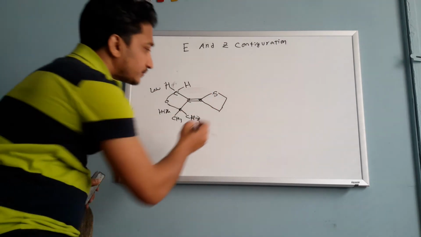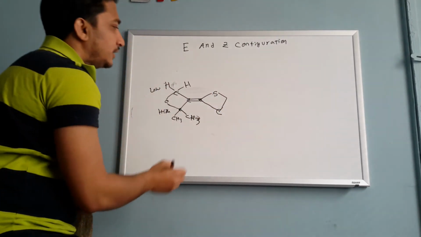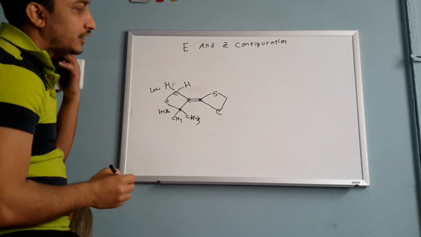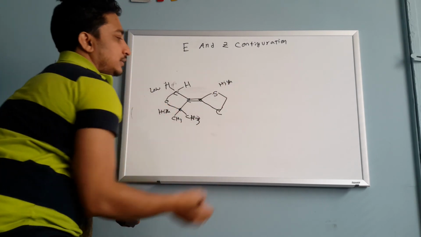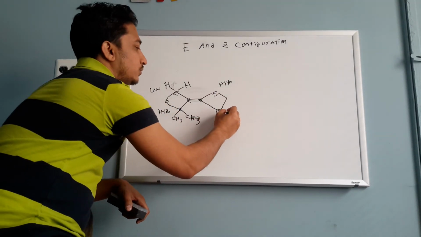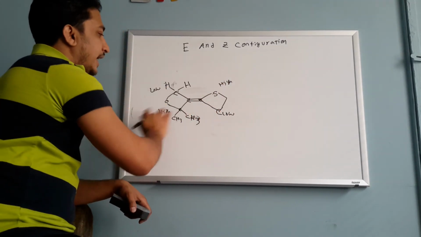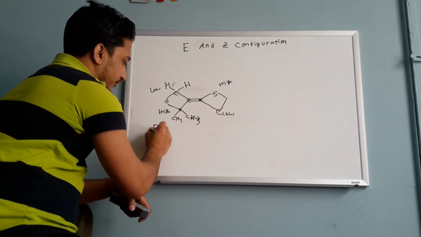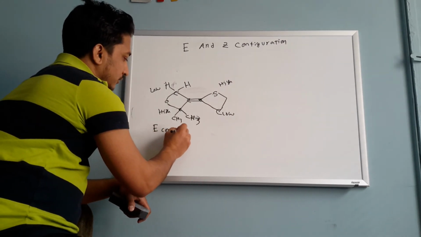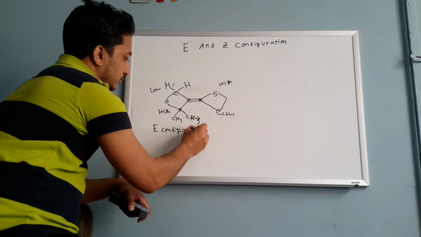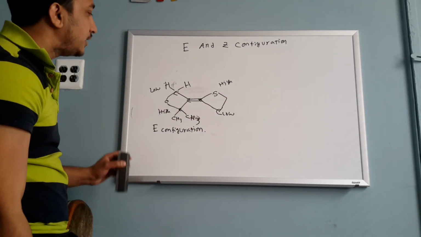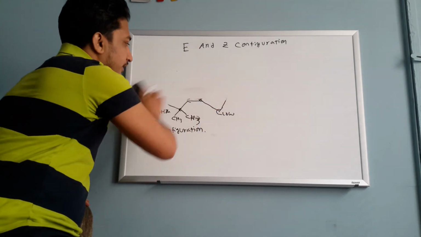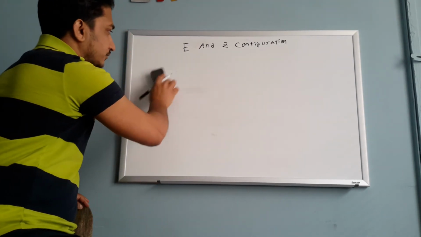Go to the next one. Next one is what? This is my carbon and this is sulfur. So this atomic number is obviously high, and this is low. Low, high, high, low. E configuration. Okay. So I'll give you another one, the last one.